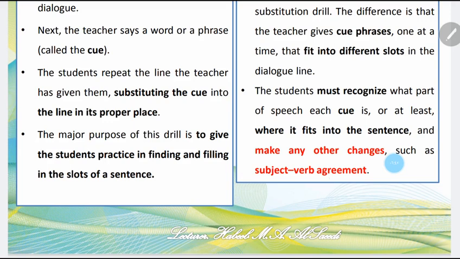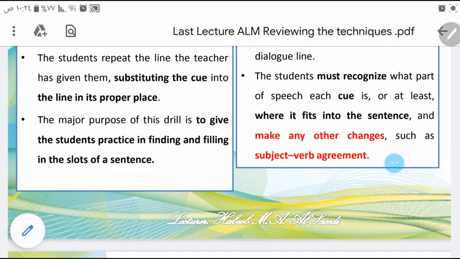When, for example, the teacher gives them a cue, he or she, and the sentence is "I am going to the post office," when they use he or she, they have to change what? The verb to be, "I am going." So the sentence will be "he is going" or "she is going." So here the students make other changes such as subject-verb agreement.